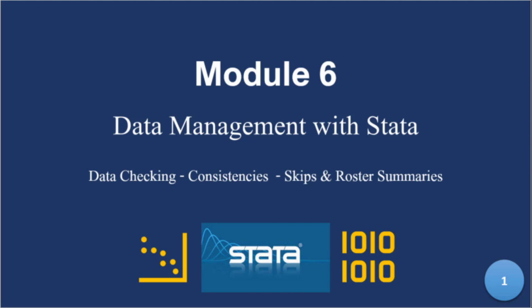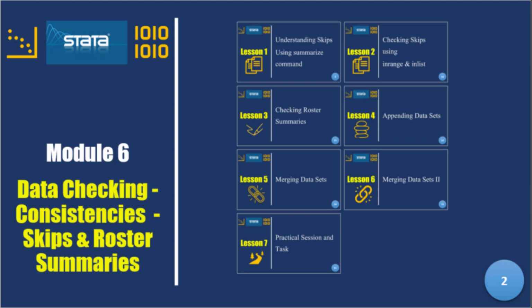But yeah, we'll just be looking at skips and roster summaries for this, and interesting things are in this module. So we're going to look at understanding skips and the summarize command, how we use that to understand the logic, because the whole idea is to test consistency. Some things will not add up. And then we will look at checking skips using the inrange and the inlist functions.